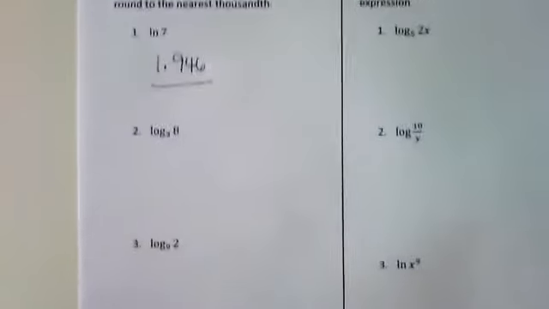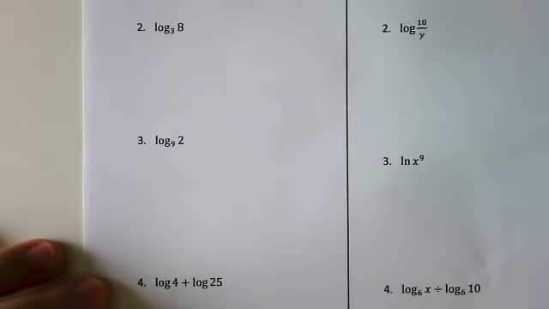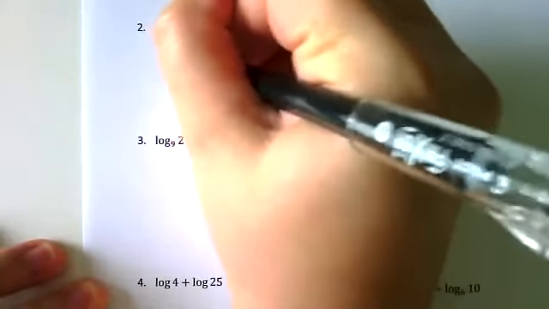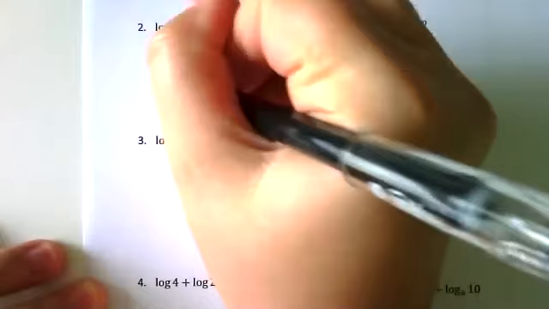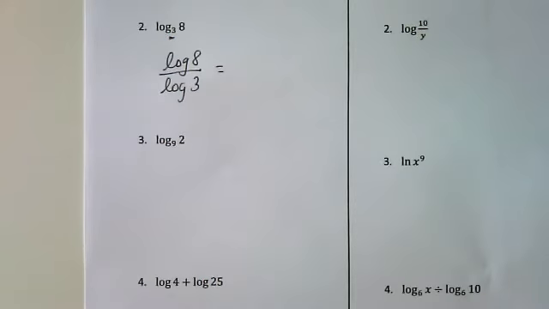Now for question number 2, it does have a different base, so you have to use that change of base formula. Remember, when we do change of base, the base goes in the basement or the bottom of the fraction. So we have log 8 on top, and then we have log 3 on the bottom. Then you're just going to type that into your calculator.